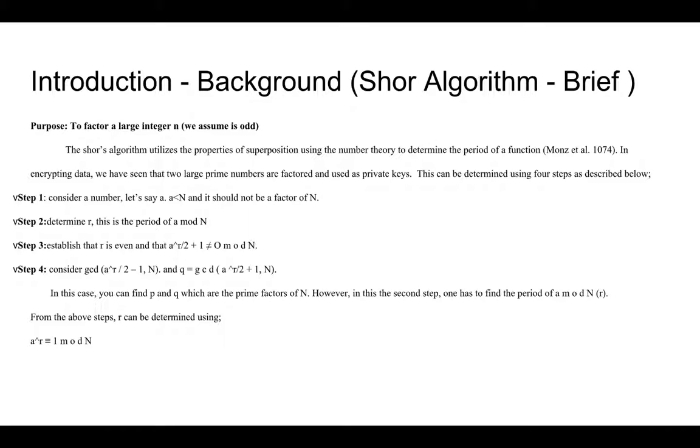And then step 4 is considering the GCD of a to the power of r divided by 2 minus 1 and n, and q is equal to the GCD of a to the power of r divided by 2 plus 1 and n. In this case, you can find p and q, which are prime factors of n. However, in the second step, one has to find the period of a mod n. From the steps above, r can be determined using a to the power of r is congruent to 1 mod n. Again, we will go over these steps later in the presentation.